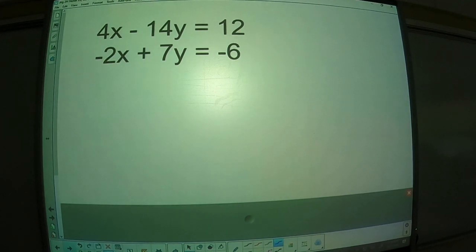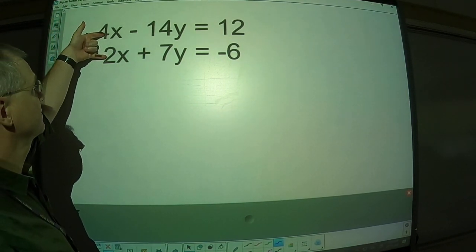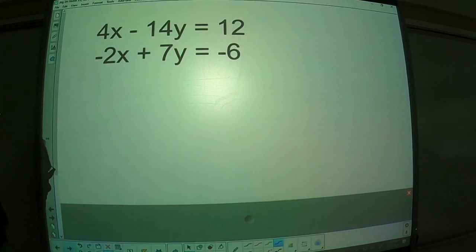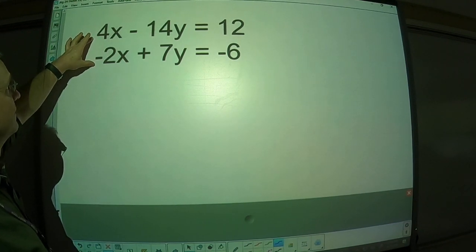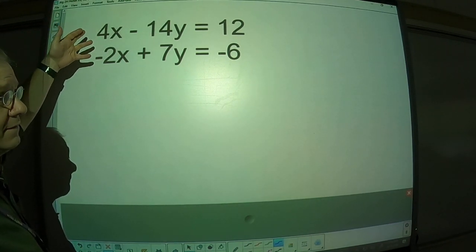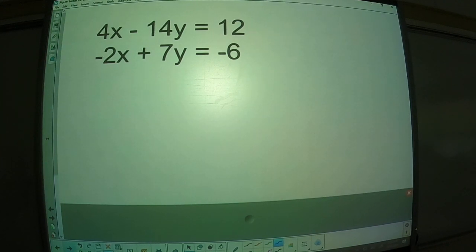Let's see. Most of the time I pick the smaller of the pair of numbers to work with. Like the x's are smaller than the y's, and that's the only reason I'm going to focus on the x's. So what could I multiply times one of these to make the other one equivalent?